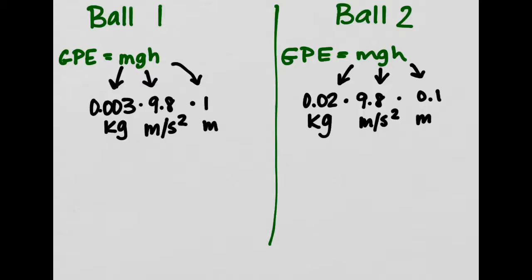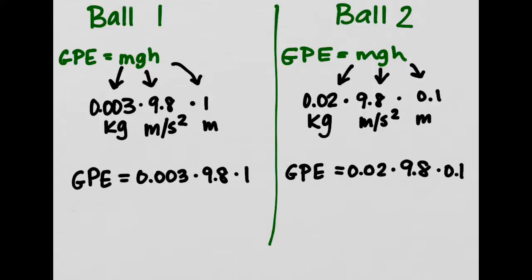If I was to try and make sense of these, I might say that, just kind of guessing, they might have very similar gravitational potential energy, because even though ball 2 is bigger than ball 1, it's not anywhere near as far from the ground. Let's do the math. Alright, I transferred everything over into something I can throw into my calculator. For ball 1, I have to do 0.003 times 9.8 times 1. And then for ball 2, I need to do 0.02 times 9.8 times 0.1. I'm going to do the math for both of those off screen.